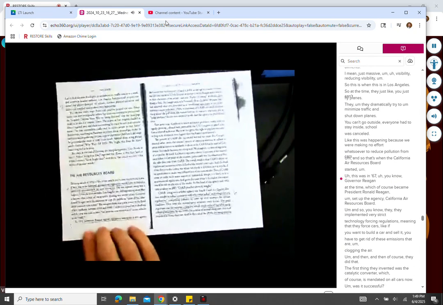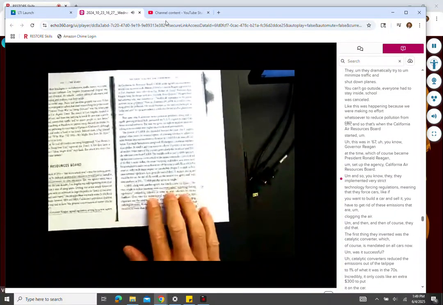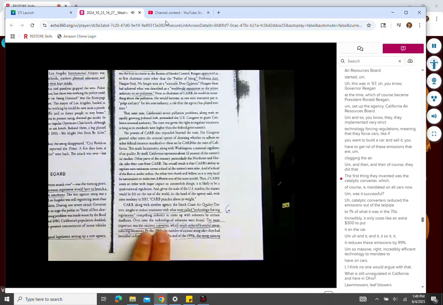And so that's when the California Air Resources Board started. This was in '67. Governor Reagan at the time, who of course became President Ronald Reagan, set up the agency. They implemented very strict technology-forcing regulations, meaning that if you want to build a car and sell it, you have to get rid of these emissions that are clogging the air. And of course they did that. The first thing they invented was the catalytic converter, which is mandated on all cars now.